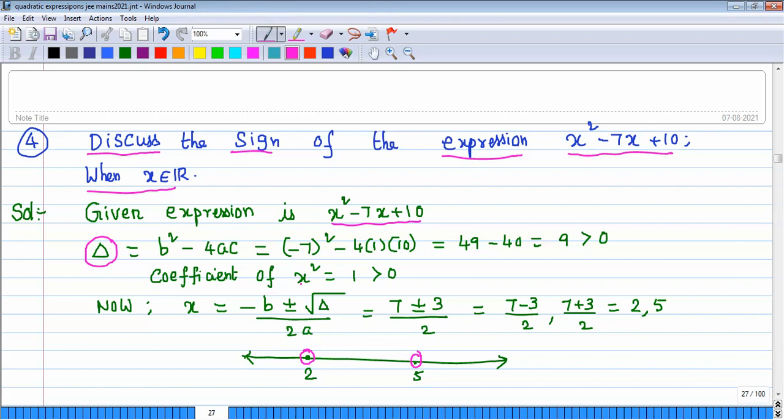So since the coefficient of x square is positive... Sir, repeat. What's your doubt? What's your doubt?